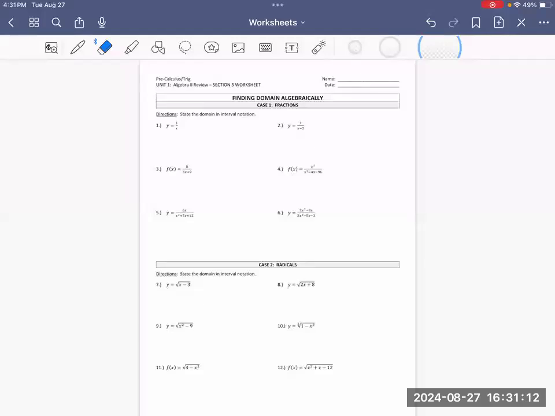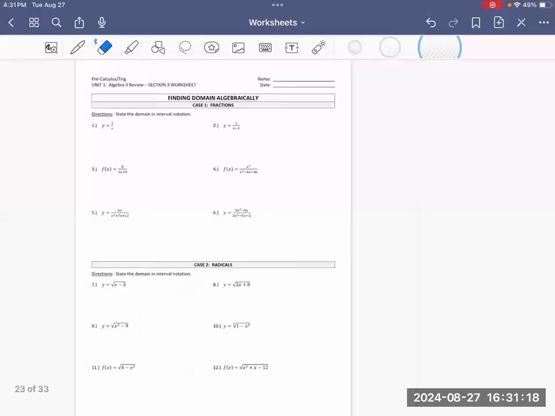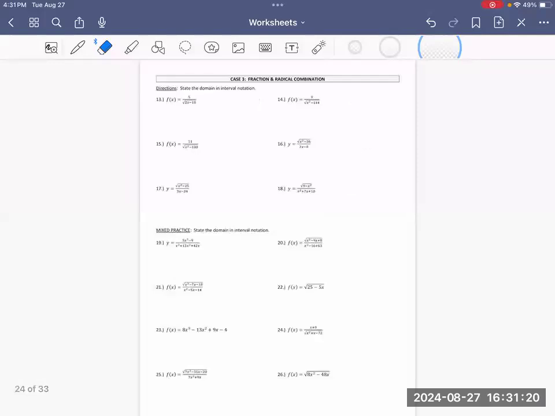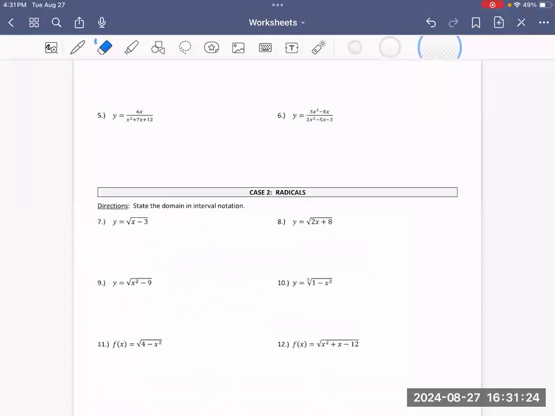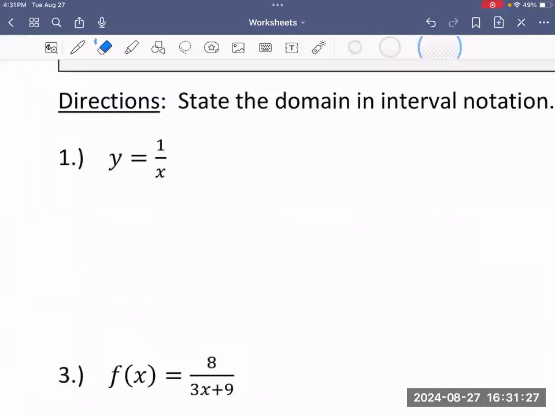Today we're going to be practicing finding some restrictions on your domain, in some cases where you have fractions, radicals, and a combination of them. So let's take a look at what we do when we have any sort of fraction, so any sort of rational expression.